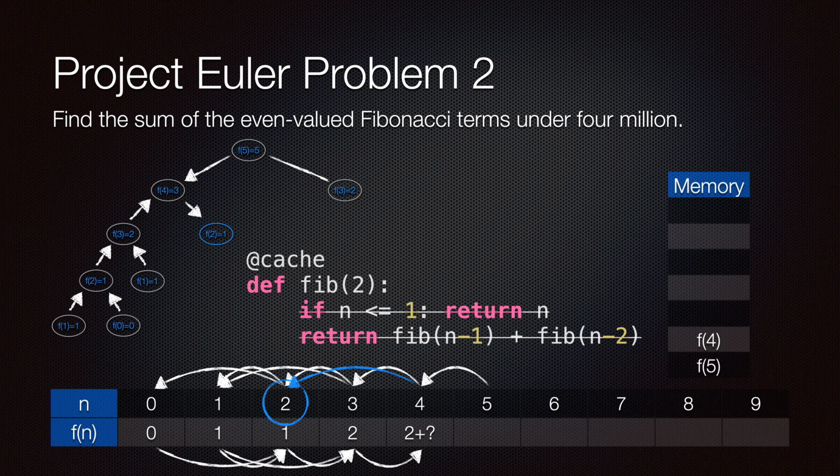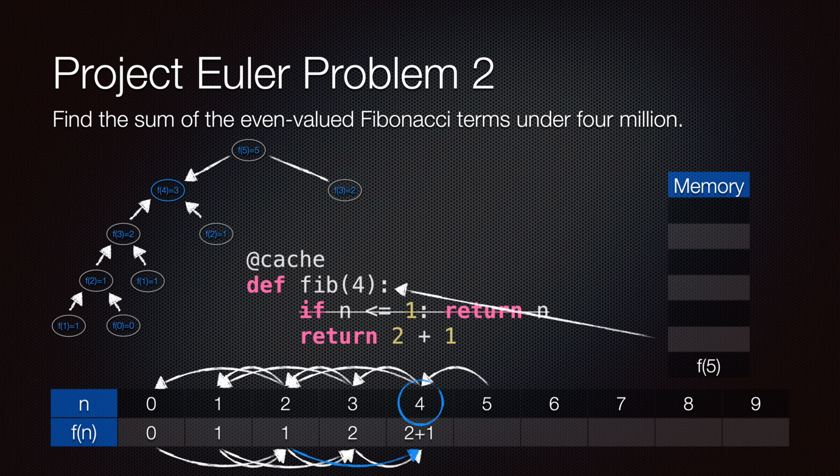We return to F4 by popping F4 off the stack. Now that we're back in F4, we can return our results to F5. We return to F5 by popping F5 off the stack.